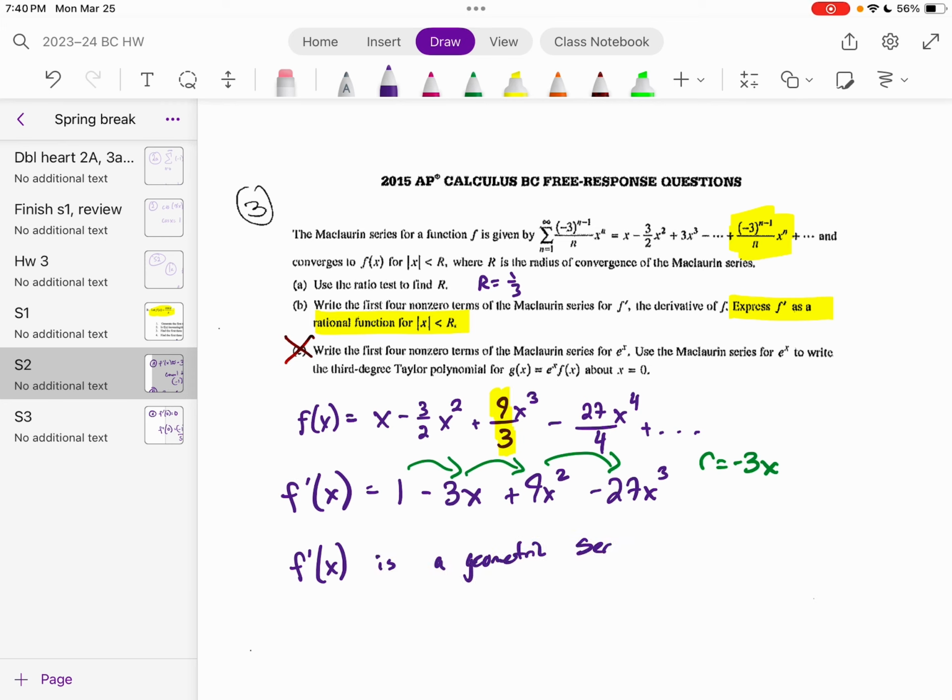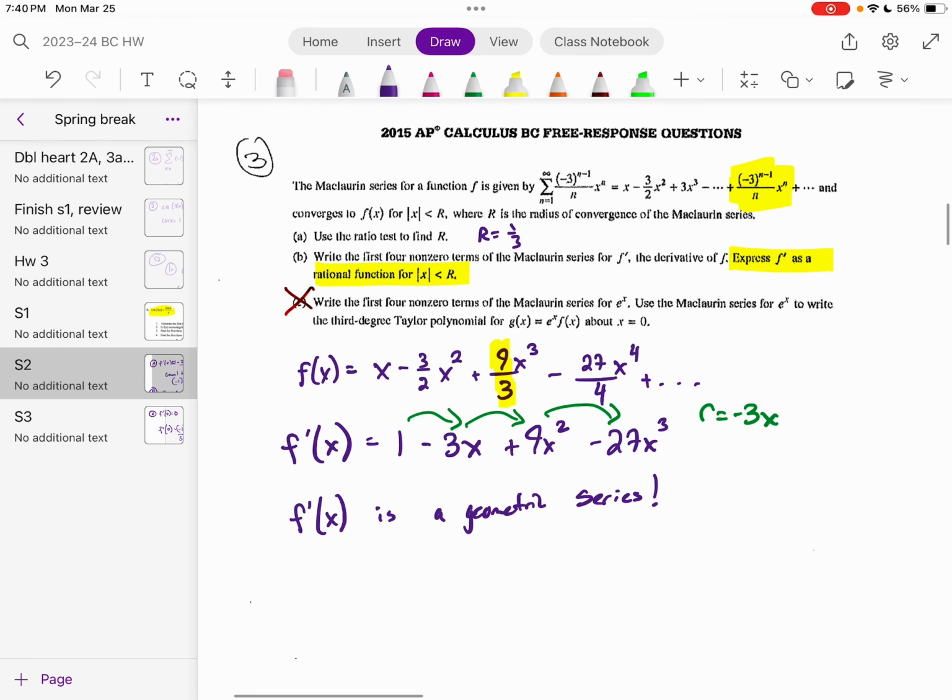Which is kind of surprising. F prime of x is a geometric series. That deserves an exclamation point. Therefore, f prime of x, if we're looking for the sum, could be listed as a over 1 minus r. Again, because we're talking about x in that radius of convergence, right? So for the x where this does converge, we can say it's a over 1 minus r. If it was just in general, we couldn't, right? Because if x is a certain size, it's clearly going to diverge.